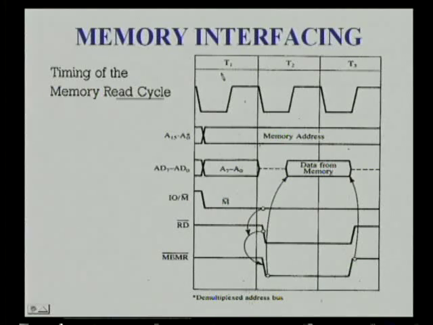You see, in the first T state the particular memory location is identified, and in the second T state the memory read bar signal is activated with the help of the IO/M bar and read bar signals. This memory read bar signal is applied to the memory chip, and in response to that, the memory will place the identified memory location contents onto the data bus.